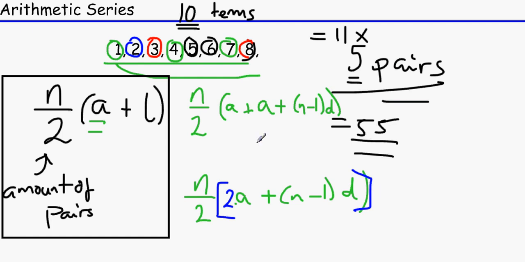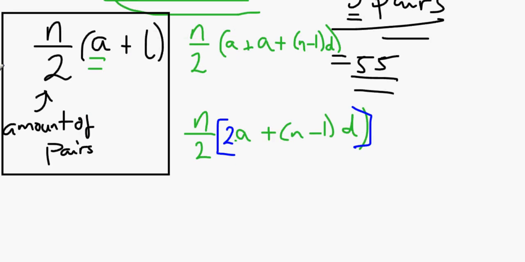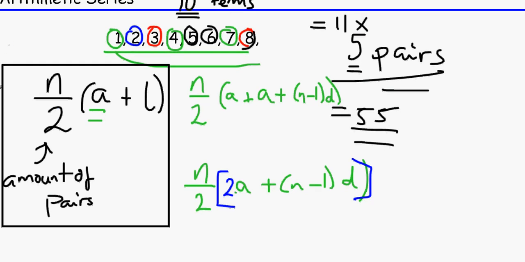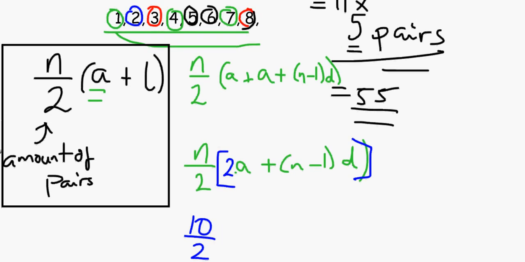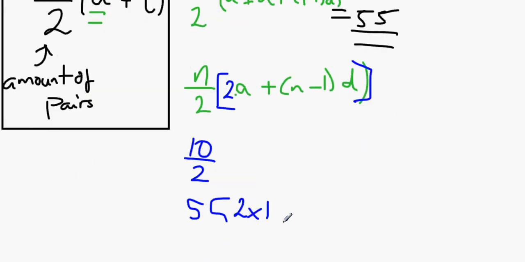It's up to you. So let's pretend that we didn't know what the 10th term is, and we did 10 divided by 2 because we know that there are 10 terms here. We divide by 2 to give us 5. Then, in square brackets, we do 2 times the first number, which is 1, so 2 times 1 is 2, plus 10 minus 1, which makes 9, times the common difference, which is 1.